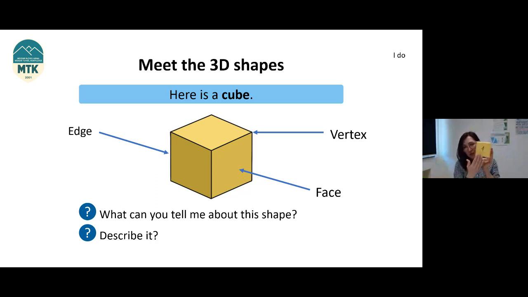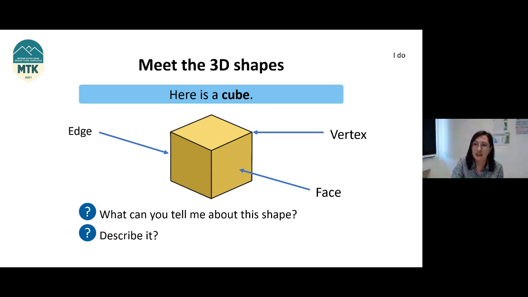And how about this part? How do we call it? What is the property? It's a face, and you're right, it's a square face. How many faces does it have? Let's take a look. 1, 2, 3, 4, 5, and 6. So the cube has 12 edges, 8 vertices, and 6 faces.